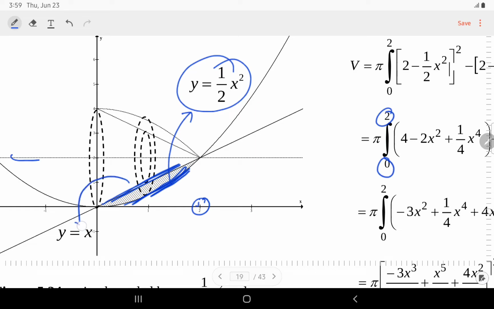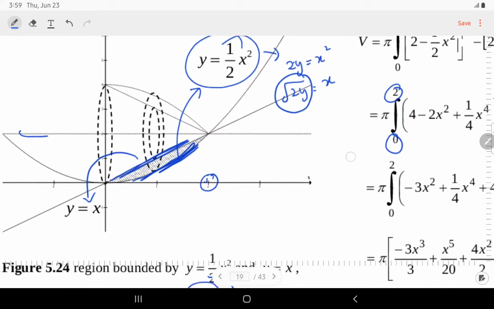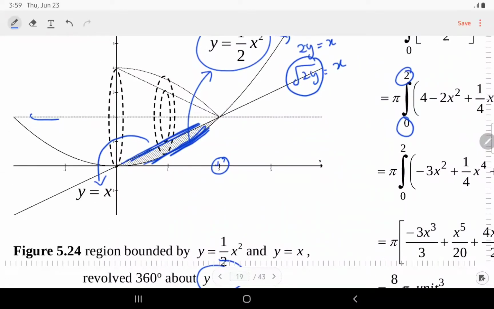So this is the equation. But in the formula we want to integrate by dy, so we need to make x the subject. We need to modify it a little. Darat silang becomes 2y equal to x square, so square root 2y equals x. This square root 2y is what we put into the function in the formula.